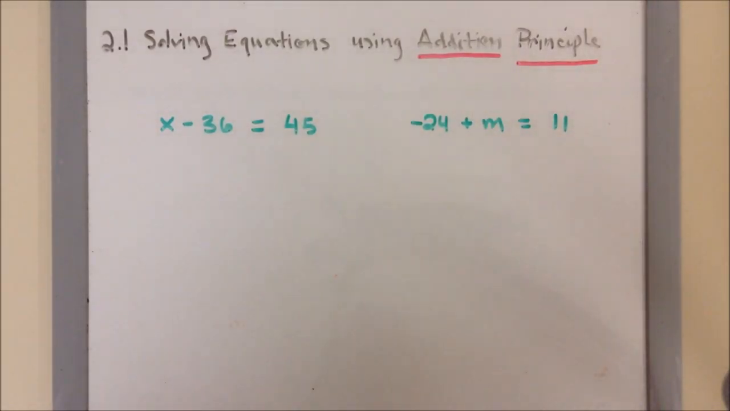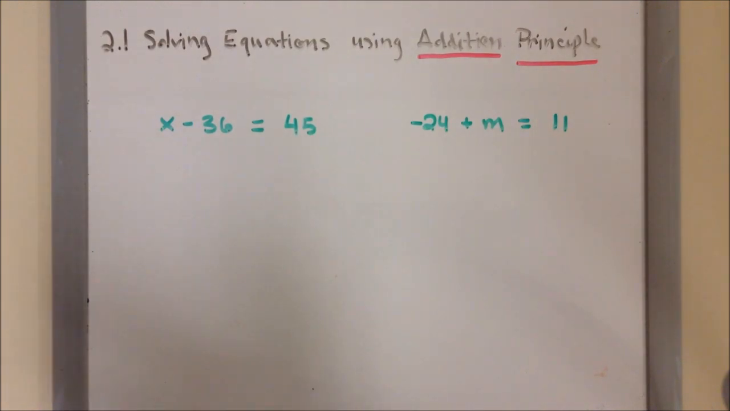Welcome to section 2.1, solve an equation using addition principle. From the title, we're going to go over how it is taught at a college level. By addition principle, basically you're adding to both sides to balance the equation and to get the variable by itself in order to solve it and find your final answer.